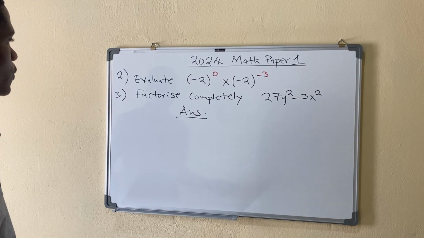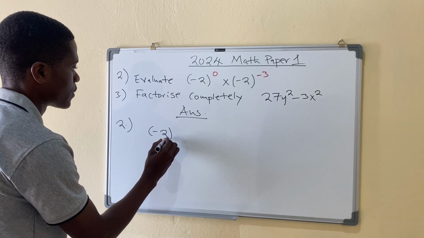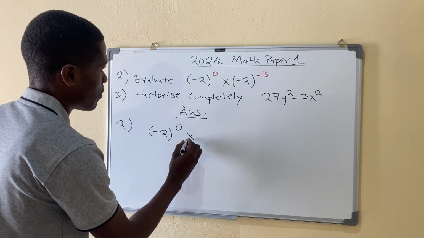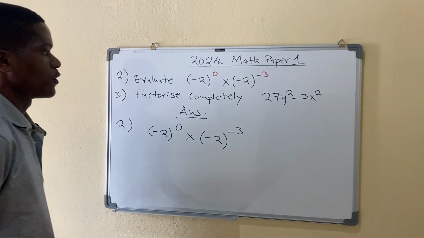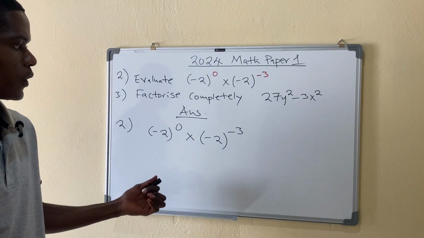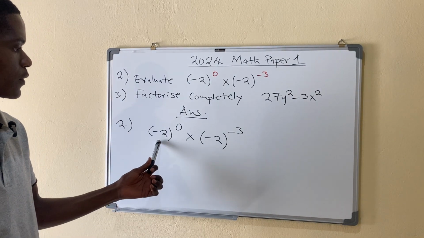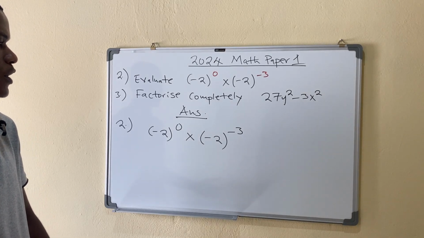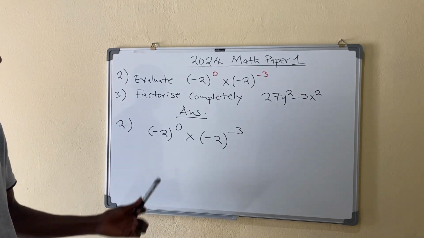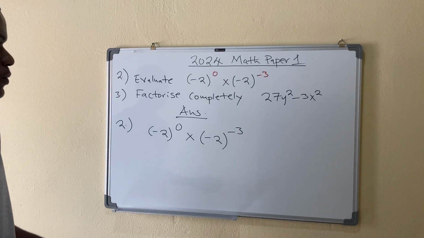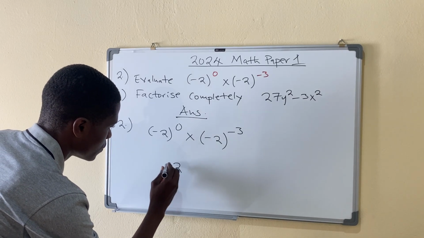So for question 2, we'll start from there. We have (-2) to the power 0 multiplied by (-2) to the power -3. So the basic topic that they're trying to test you on in this question is the topic of indices. When you've got the same base, there are certain rules that you need to follow. Whenever you're multiplying the same bases, you just need to maintain the base, which in this case is -2.